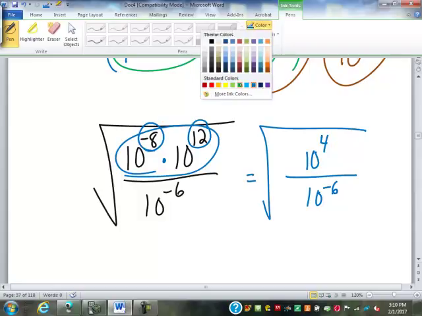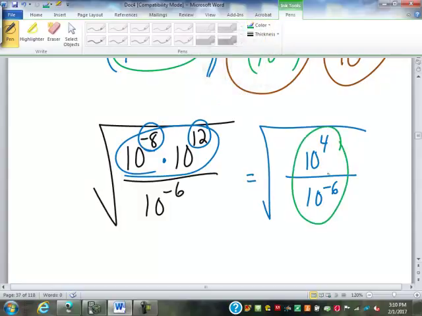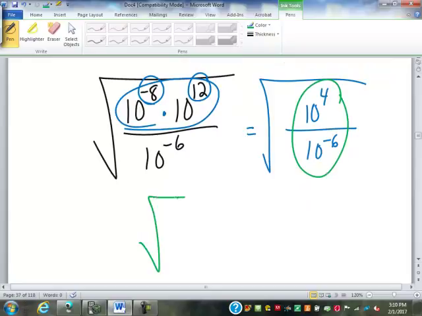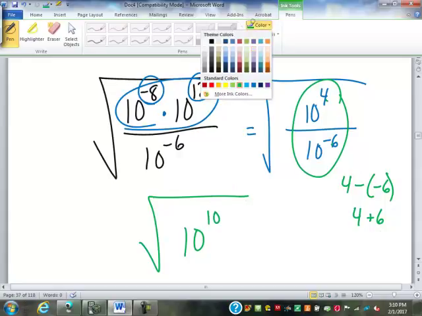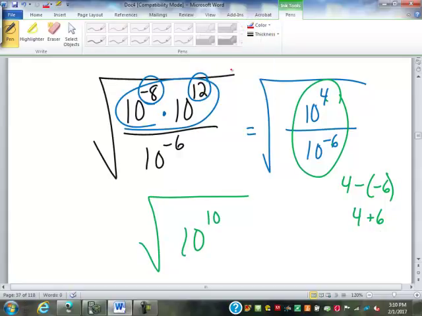And now we have to divide. 10 to the 4th divided by 10 to the negative 6. It's positive 4 minus a negative 6, which is positive 10. And now we have a square root. If you recall from our variables, the square root does what for the power? Divides it by 2. So this is going to be 10 to the 5th. Perfect.